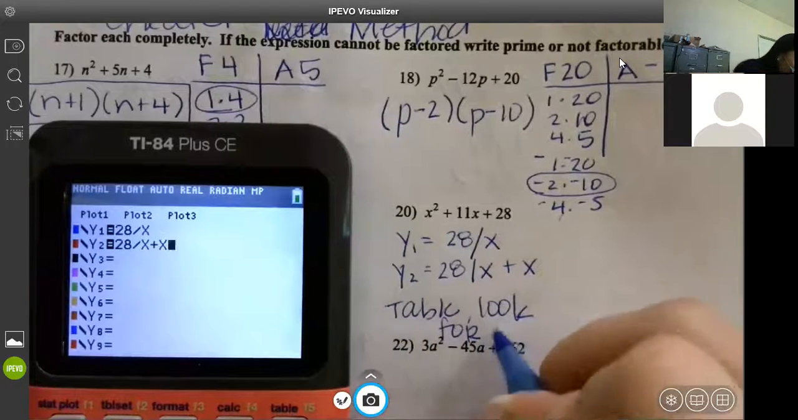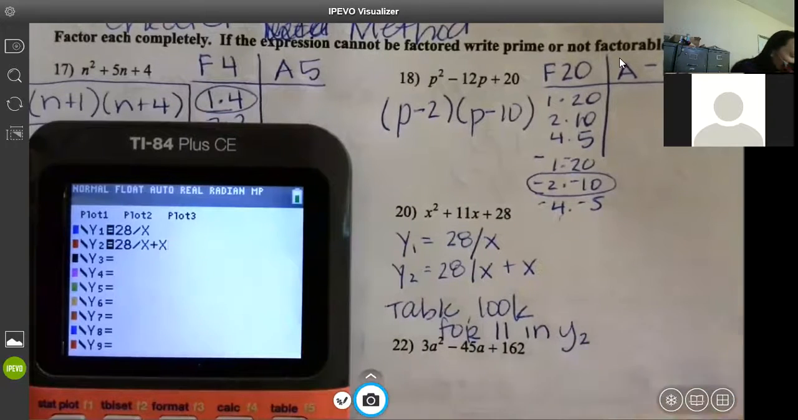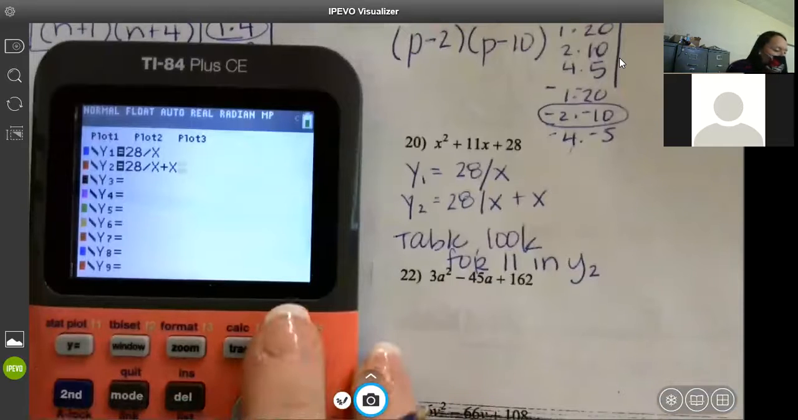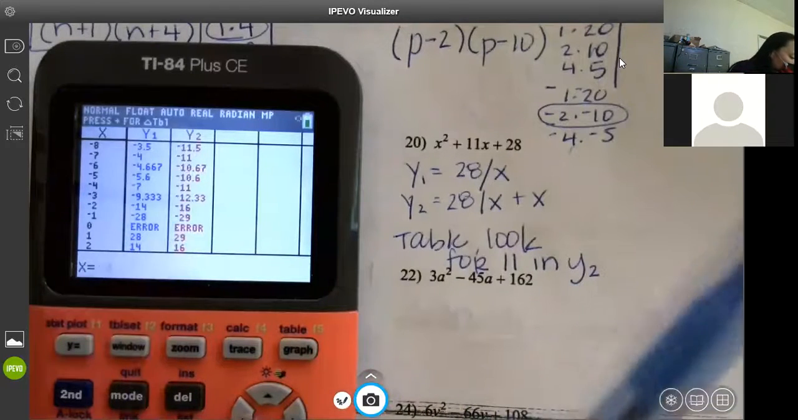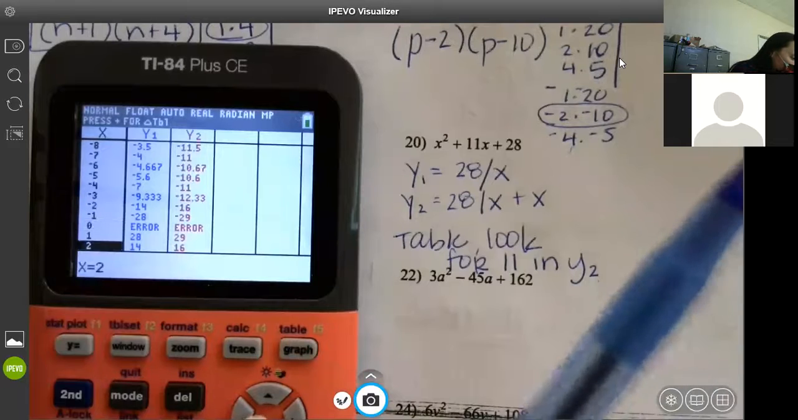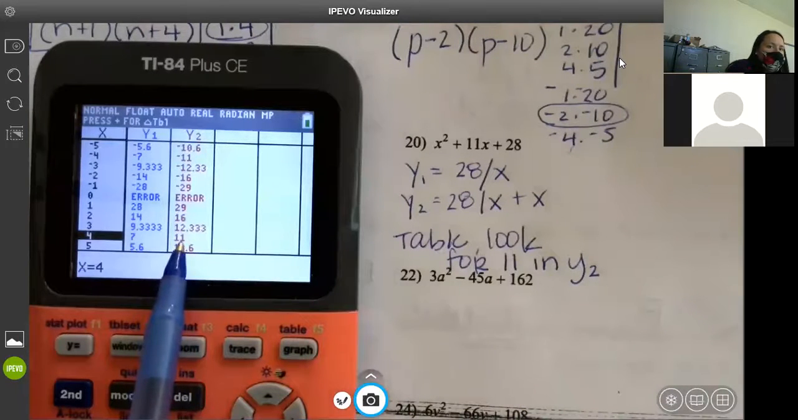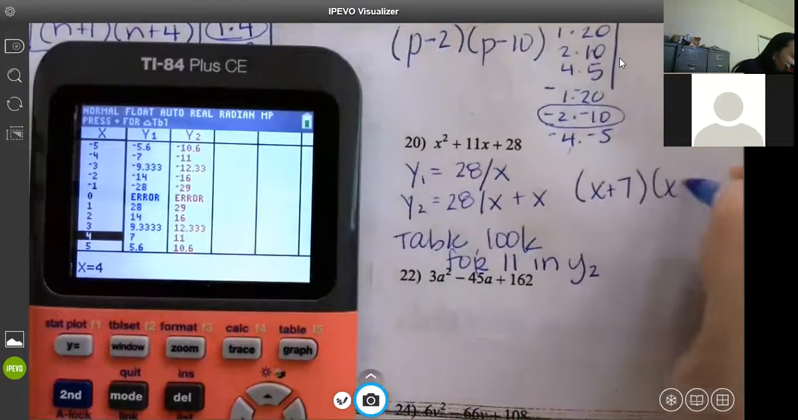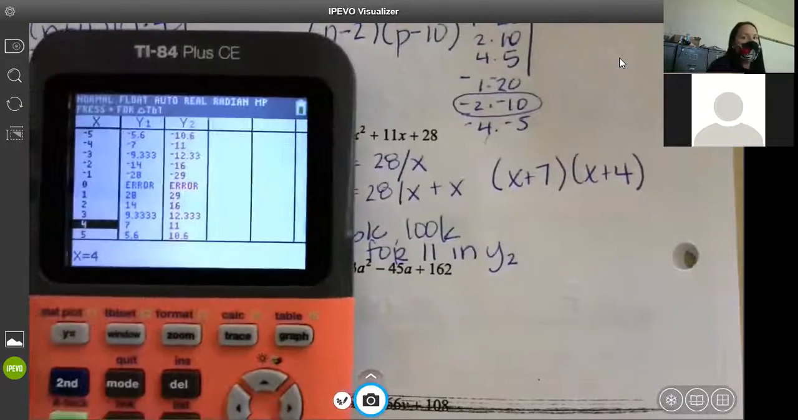In your table, look for positive 11 in the y2 column. So second graph. Here's negative 11, but I want positive 11, right? There's my positive 11 in the y2. What are the two numbers out to the side? Those are your answers, x plus 7 and x plus 4. Those are your two factors.